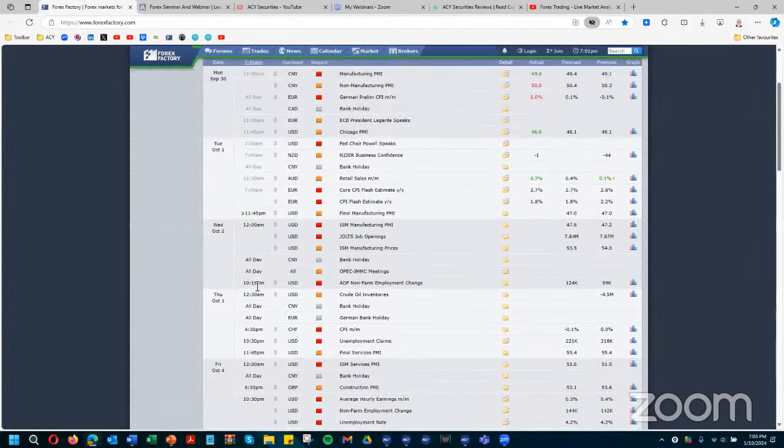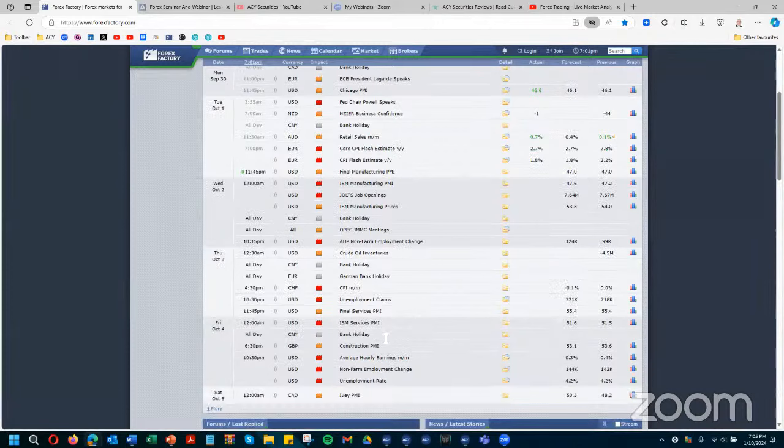And then into Wednesday evening, 10:50 p.m., we've got the US ADP non-farm employment change figures. Moving to Thursday, 4:30 in the afternoon for the Swiss CPI month on month. Then at 10:30, we have US unemployment claims. Midnight into Friday, US ISM service PMI data. So quite a lot of US items here. And then, of course, getting into Friday with the US job figures.